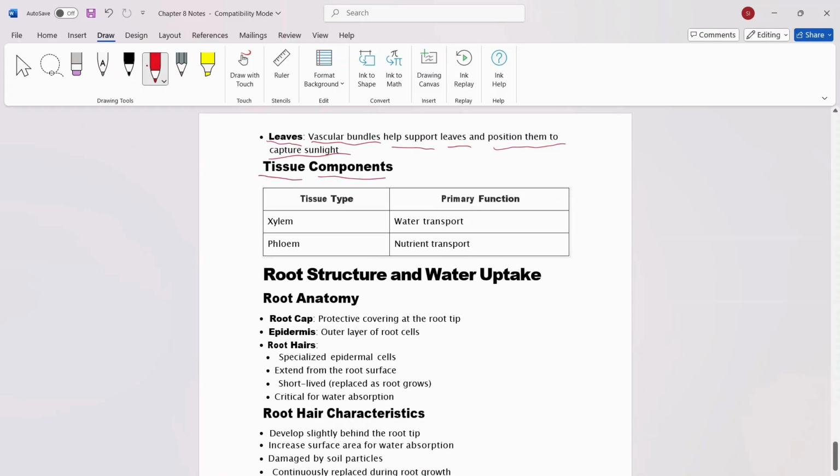Tissue components. Tissue types are xylem and phloem. The primary function of xylem is water transport and the primary function of phloem is nutrient transport. Important point. Now let's talk about root structure and water uptake. Root anatomy. Root cap: protective covering at the root tip. Epidermis: outer layer of root cells. Root hairs: specialized epidermal cells that extend from the root surface, short-lived, replaced as the root grows, critical for water absorption.